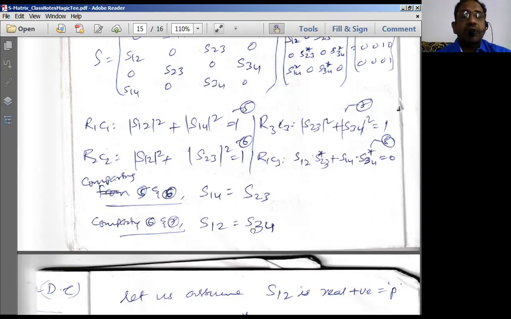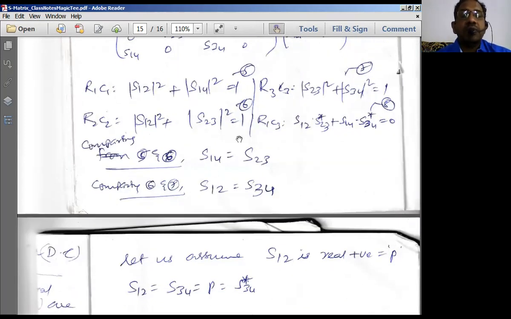When we compare equations 5 and 6, we can write S14 is equal to S23. S14 is equal to 1 minus S12 square. So S23 is equal to 1 minus S34 square. So I can write this as now S14.